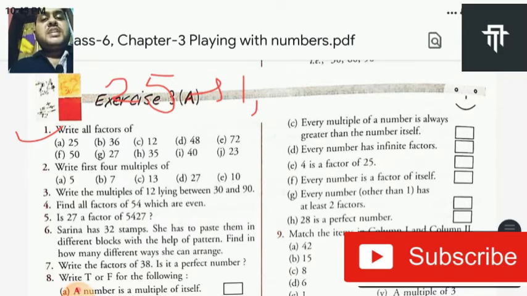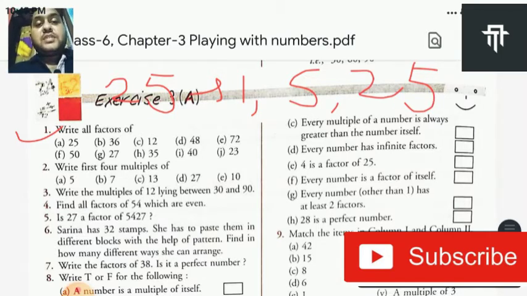Why? Because it is not present in the table of 3. Then it is not divisible by 4 also. Now it is divisible by 5. And at last it is divisible by 25. So the factors of 25 are 1, 5 and 25. These are the factors of 25. Similarly, we can find the factors of 36, 12, 48, 72, 50, 27, 35, 40 and all the numbers.